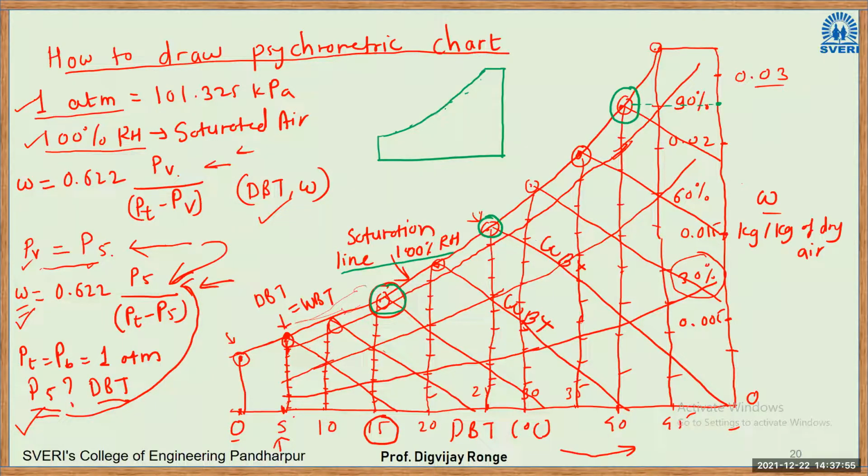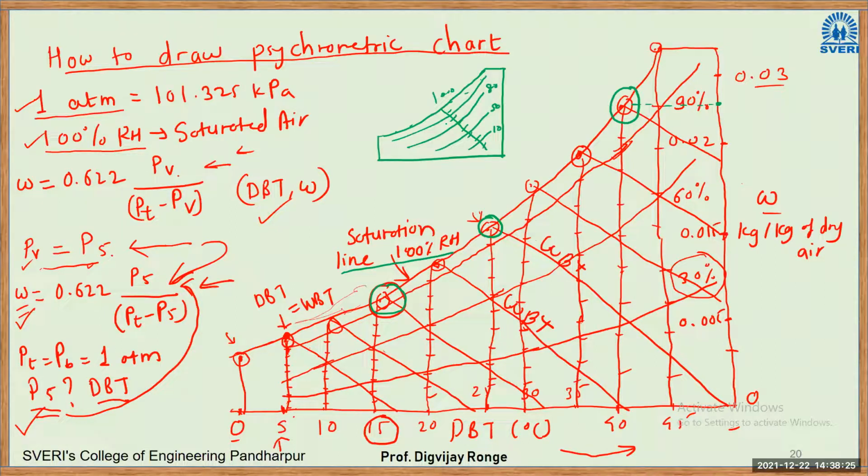Now what I will do is draw a line and divide this line into 10 equal parts, and I will draw other curves. These curves will be RH curves. So here it is 100%, here it can be 80%, here it can be 50%, here it can be 10%, etc. In such a way I will obtain the constant relative humidity curves.